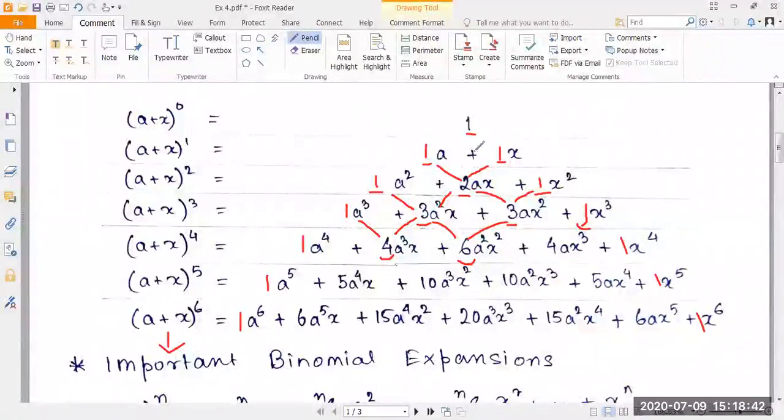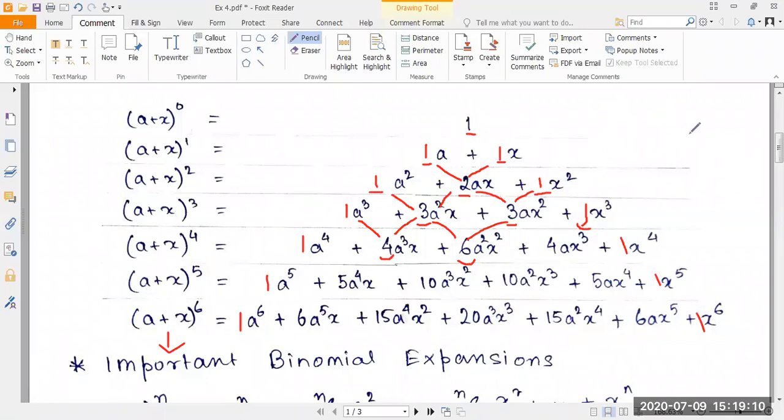So if we count the numbers 1, 2, 3, 4, 5, 6, 7, we have 7 terms, and 1, 2, 3, 4, 5, 6, 7 terms on its bottom side as well. If we move on to the next line, we'll again find that there are 8 terms on this side, 8 terms on this side, and the expansion of (a + x)^7 will naturally have 7 terms to be exact.